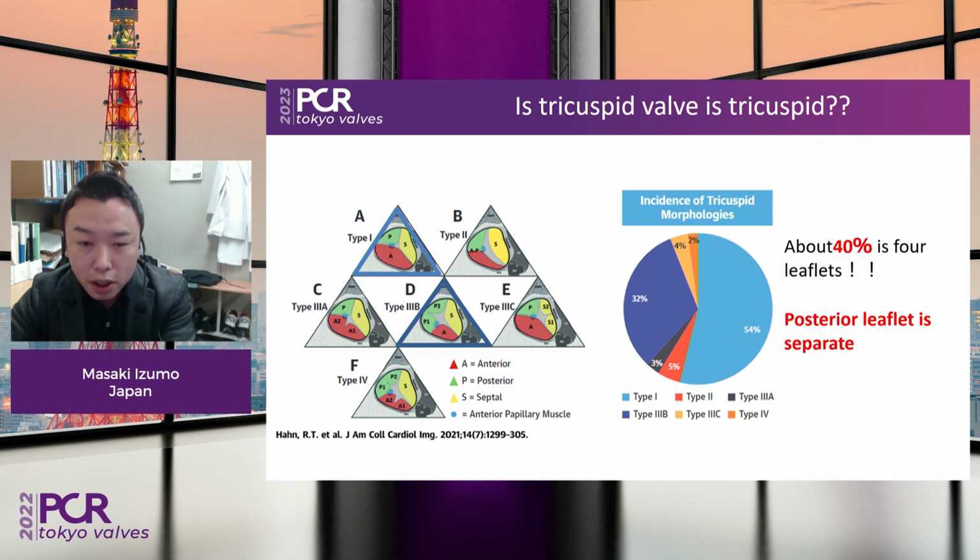The number of leaflets is important for patient selection. A tricuspid valve does not always have three leaflets. It was very impressive because I thought the tricuspid valve had three leaflets before the introduction of the TriClip. Dr. Han investigated the number of leaflets and reported that about 40% of TR patients have a quadricuspid valve with four leaflets.